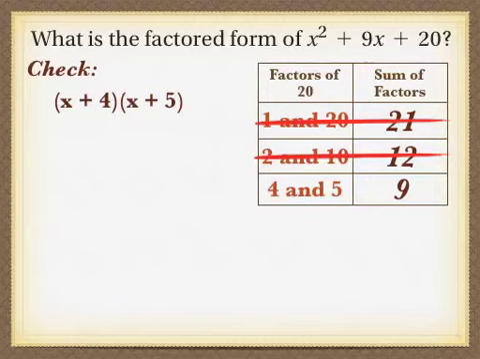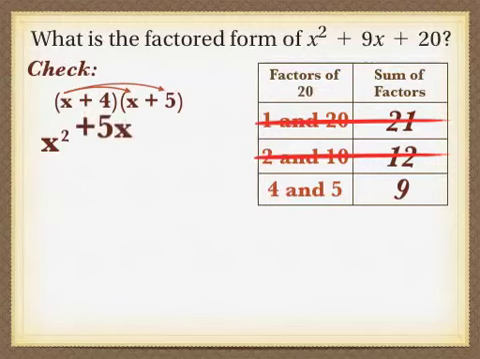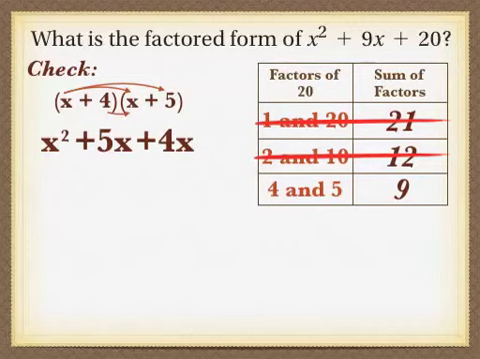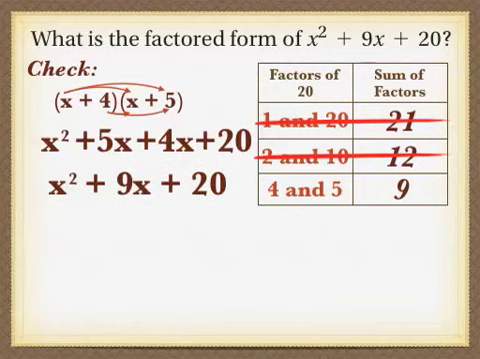The fastest way to do this is to just use the FOIL method. So multiply your first: x times x is x squared. Outside, x times 5 is 5x. Inside, 4 times x is 4x. And then your last factors, 4 times 5 is 20. Go ahead and combine: 5x plus 4x is 9x.